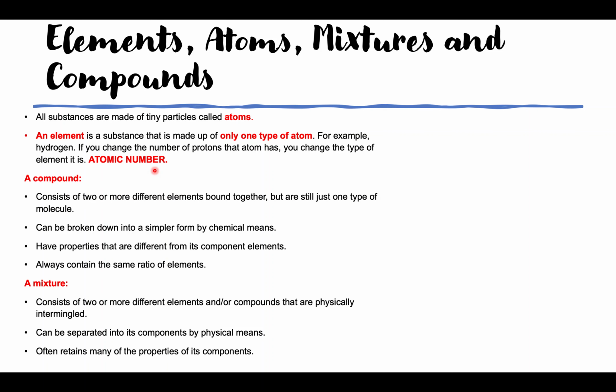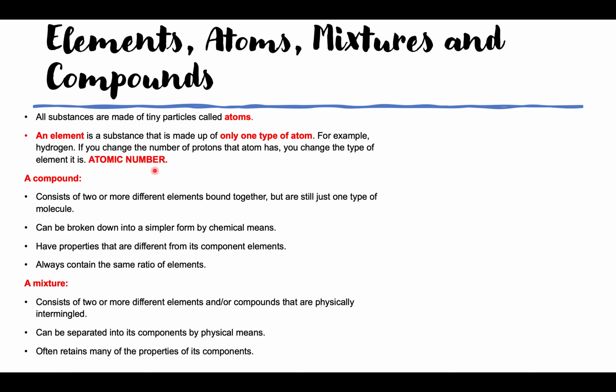So now we have compounds. Compounds consist of 2 or more different elements bound together, but are still just one type of molecule. They can be broken down into a simpler form by chemical means. They have properties that are different from their component elements, and they always contain the same ratio of elements.